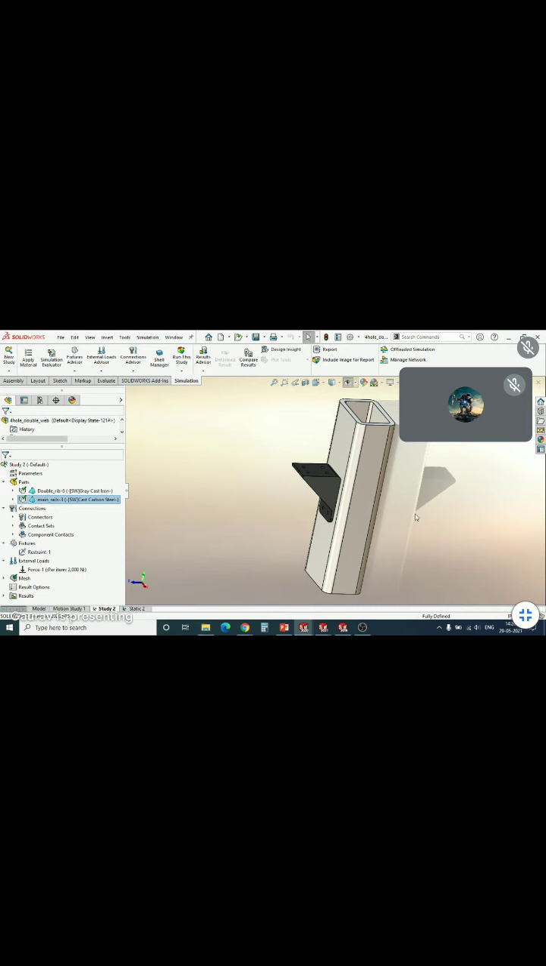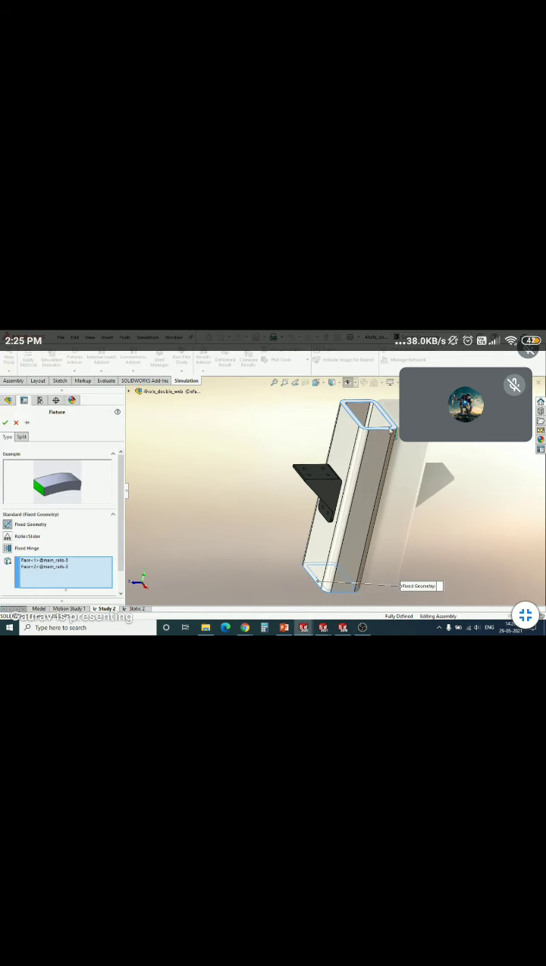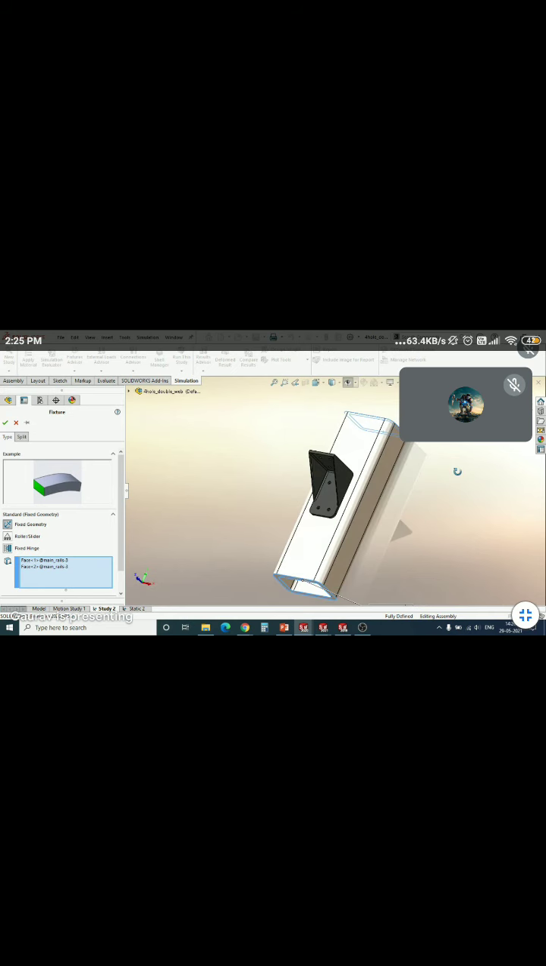So in interest of time, I have created the results beforehand, right? So as you can see, these are the two parts. I have applied the materials and restraints. That is nothing but the fixtures, correct? So it is applied at the top and bottom locations.